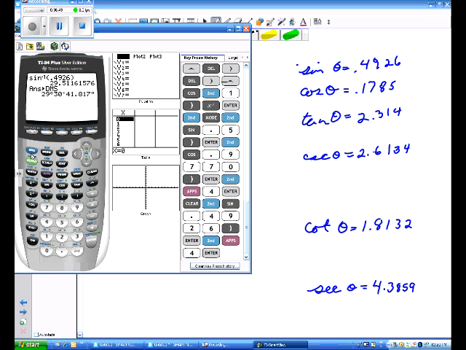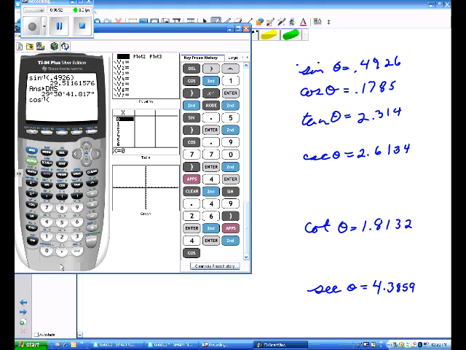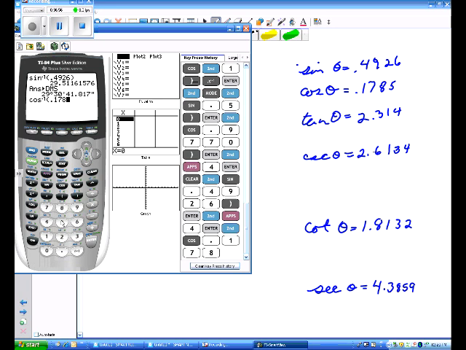Okay, if we do the next one, we want inverse cosine 0.1785.